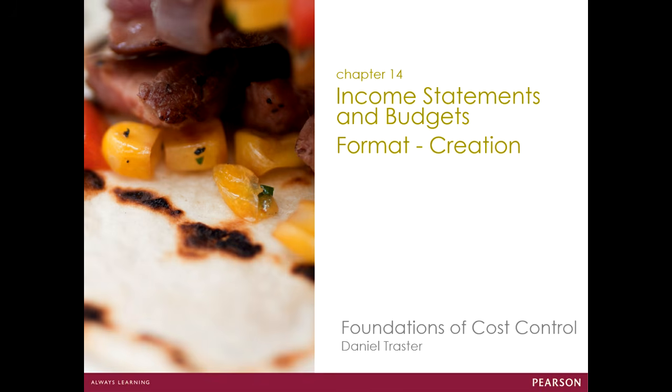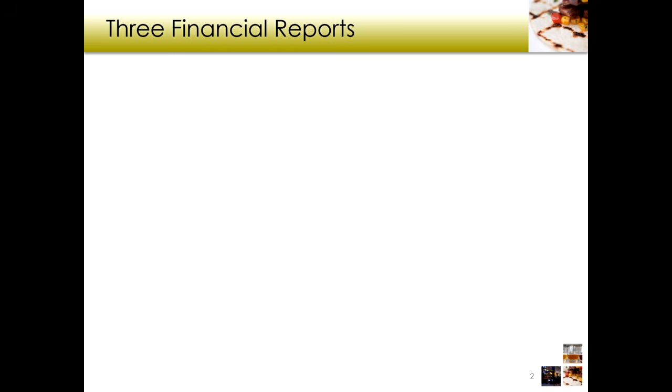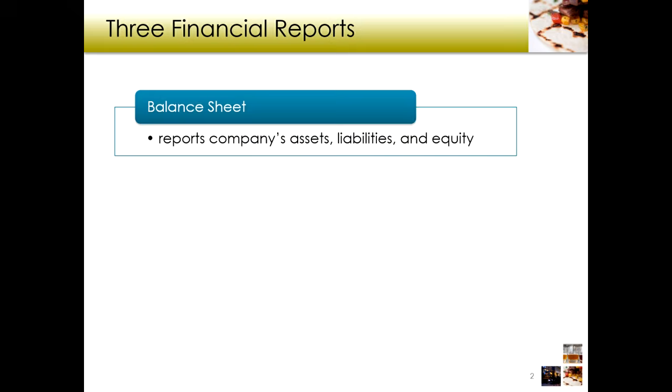Okay, folks, in this video we're going to be discussing income statements and budgets, and this one's going to talk about how we create an income statement. So the first thing off is there's really three different financial reports that you could come across. First one is a balance sheet, and that reports the company's assets, liabilities, and equity. So it's really like a big picture of what the company is worth. What is the business worth minus the liabilities and plus the equity, and sort of an overall picture of what the asset is worth. Okay.